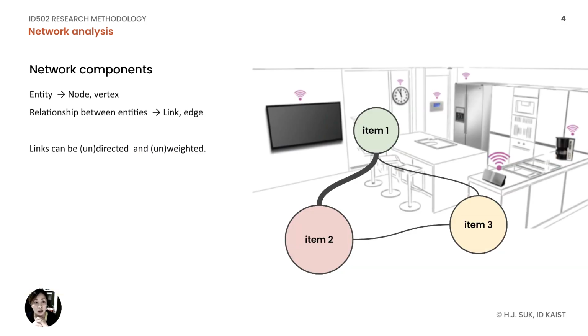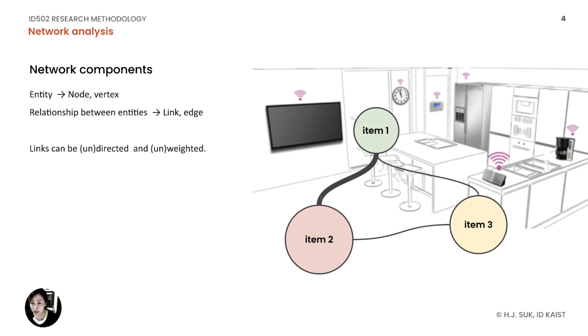Okay, so let me introduce to you the terms which are frequently used in network analysis. Firstly, the nodes. So these circles, they are dots, right? But in network analysis, they are called either nodes or vertices, or in singular form, vertex. And the linkage between these entities or vertices is called a link or an edge.